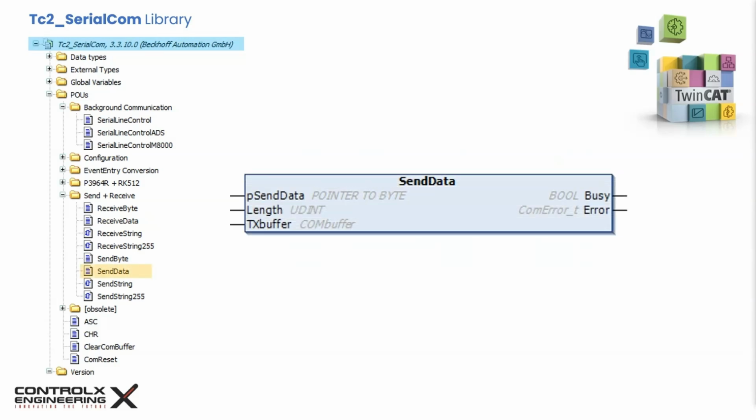However, we will be using send data, which can be used to send the contents of a variable of any type to the interface. To use this function block, we need to point to the variable using a pointer and specifying the length of the data to be sent. The busy output stays high as long as transmission is active. When the data has been successfully sent, the busy output bit goes false.